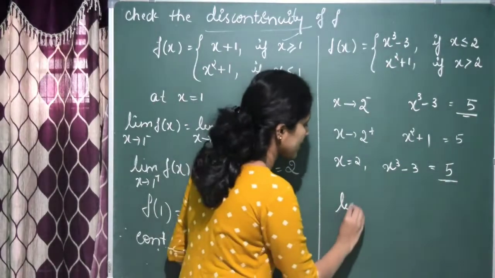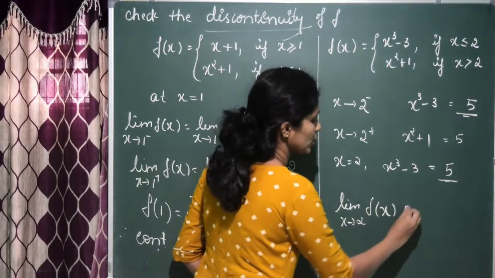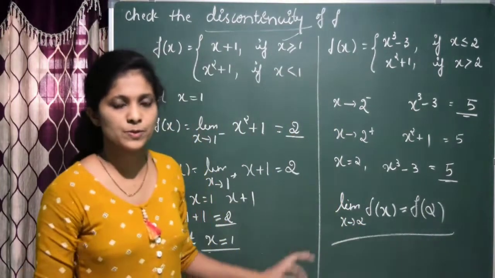So finally I can write limit of x tends to 2, f of x is equal to f of 2. In the next session we will solve some more problems based on continuity.